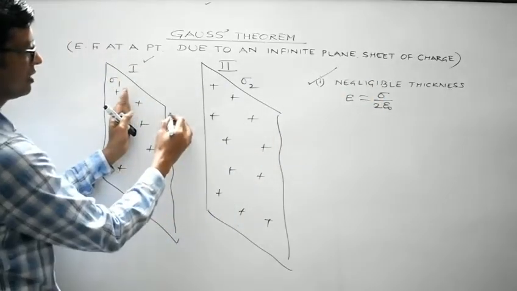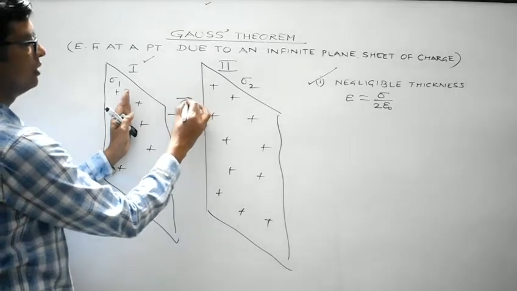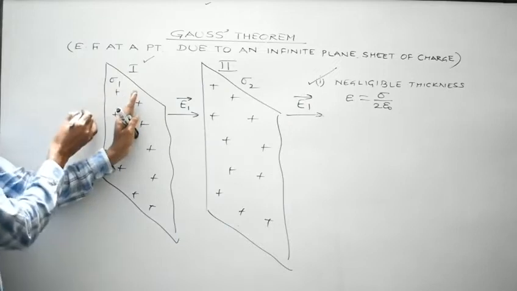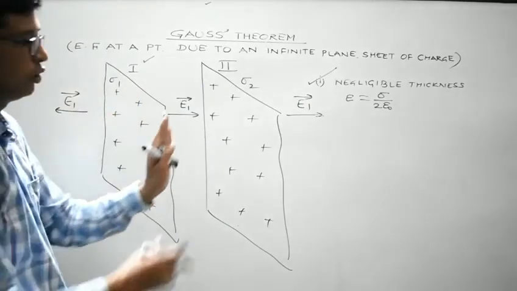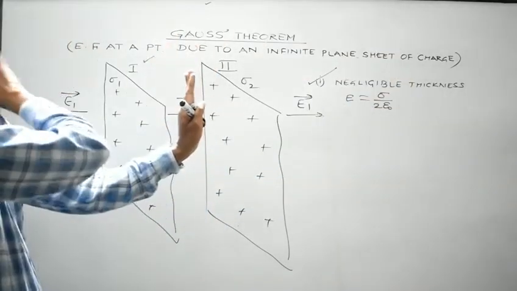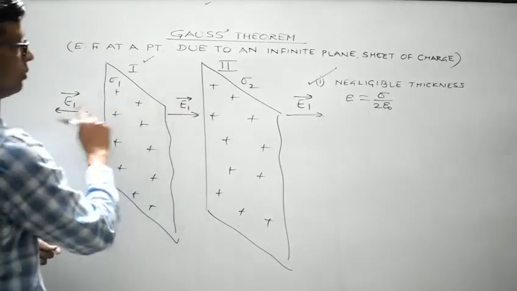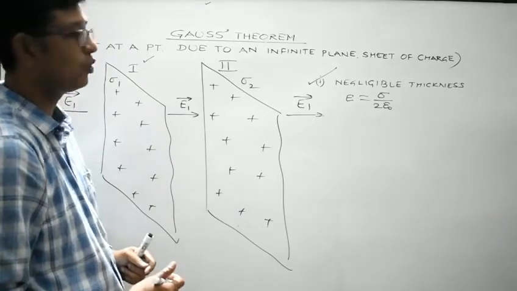So let's draw the vector diagram. This is E1 over here and this is also E1. And here it will be in the outward direction like this. Due to a positive plane sheet of charge, the electric field would be in the outward direction. Right? We are considering positive charge. And the magnitude would be equal since it is independent of the distance of the observation point.